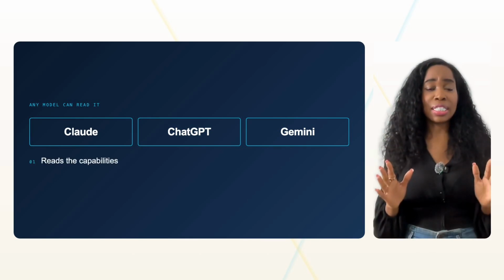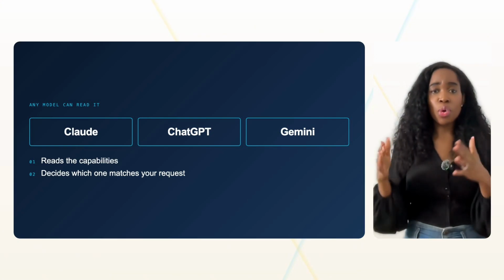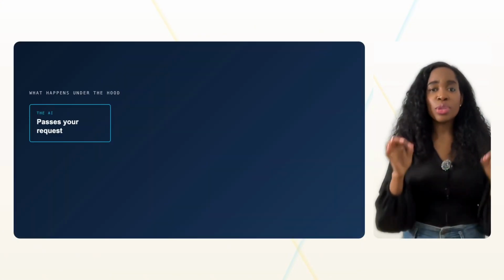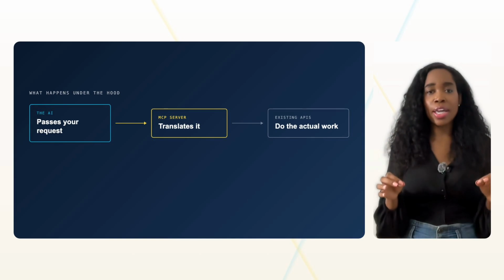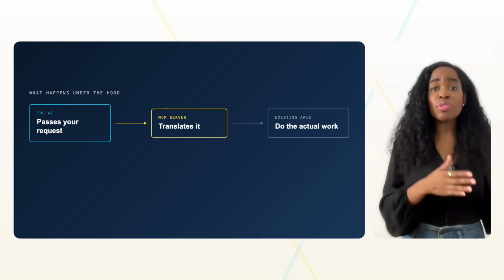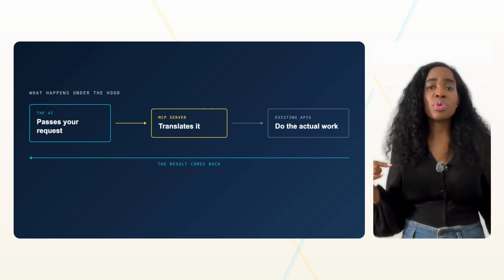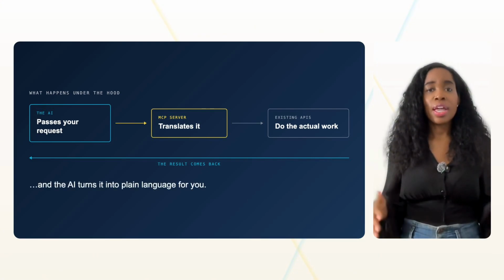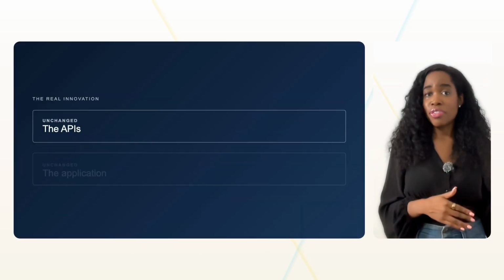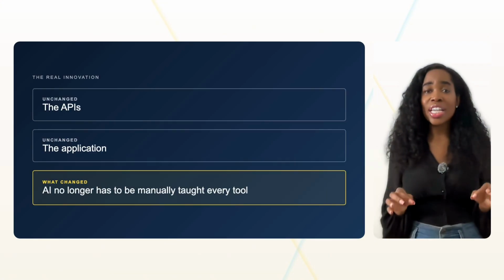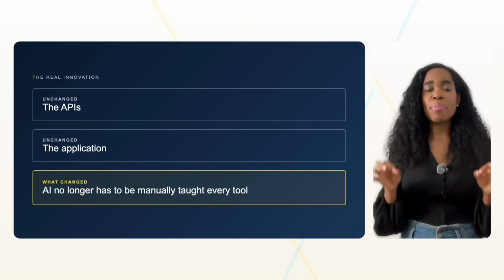So when you ask a large language model like Claude, ChatGPT, Gemini to perform a task, the AI first reads those capabilities. It decides which one best matches your request. The MCP server then uses the application's existing APIs to perform the task and to return the result back to the AI. The AI then turns that result into a natural language response for you. And that's the real innovation behind MCP. The APIs haven't changed. The application hasn't changed. What's changed is that AI no longer has to be manually taught how to use every single tool. The application literally advertises and tells the AI what it can do.